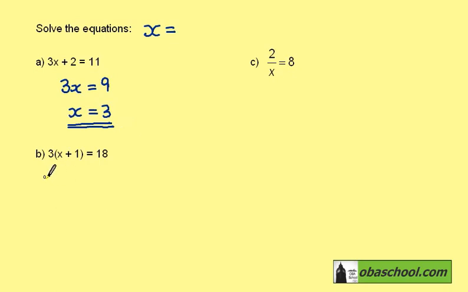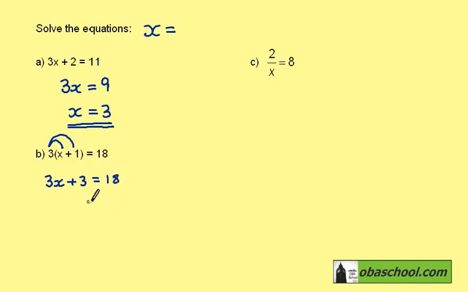Let's look at a couple of ways that we could approach this one. We have 3, open bracket, x plus 1, close bracket, is equal to 18. We could start by expanding the bracket. 3x plus 3 is equal to 18.